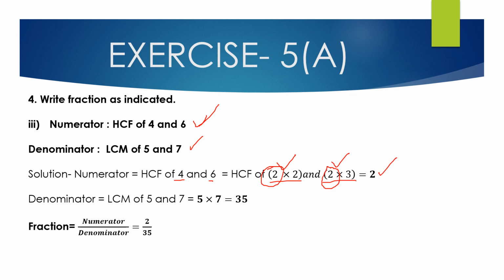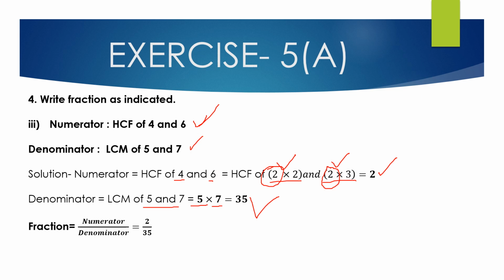So the highest common factor of 4 and 6 will be 2. And the denominator is the LCM of 5 and 7. LCM is lowest common multiple. The prime factorization of 5 is 5 only, and of 7 is 7. So for the lowest common multiple of 5 and 7, there is no common factor. So the lowest common multiple will be 5 multiplied by 7, that is 35.